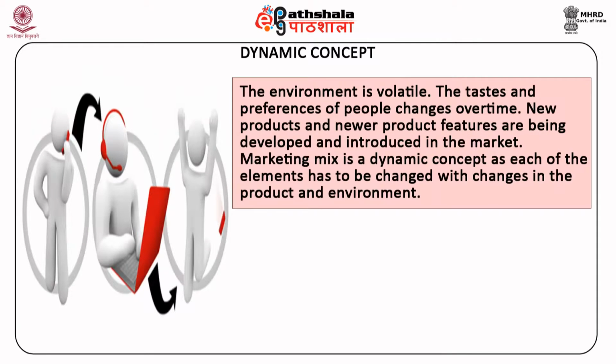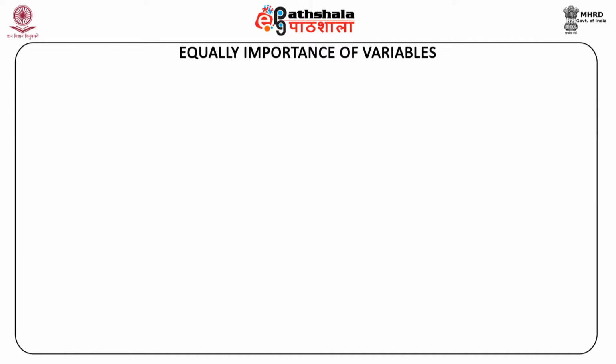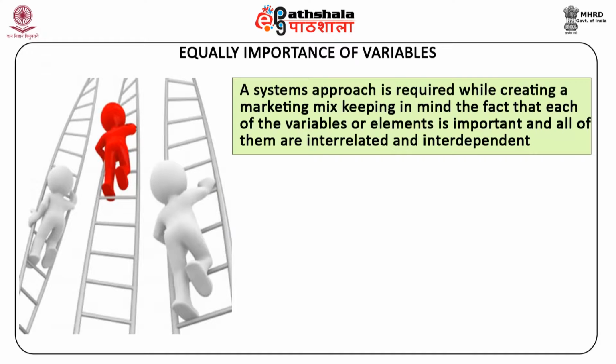Second one is dynamic concept. The environment is volatile, the tastes and preferences of the people change over time, new products and new product features are being developed and introduced in the market. Marketing mix is a dynamic concept as each of the elements has to be changed with changes in the product and environment. Third one is equal importance of variables. A system approach is required while creating a marketing mix, keeping in mind the fact that each of the variables or elements is important and all of them are interrelated and interdependent.